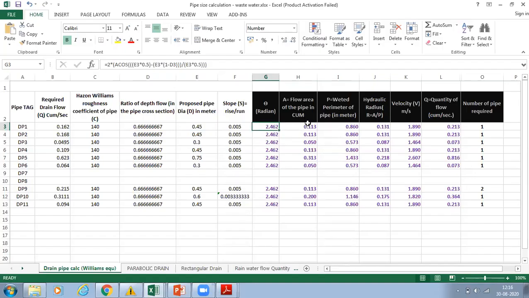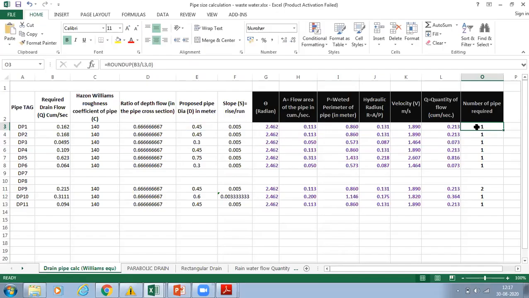Flow area of the pipe in cubic meter. How much flow will you get? Cubic meter per second, 0.113 cubic meter per second. Wetted perimeter, for this also I have a formula. For all the blue color letters, I have put the formula.